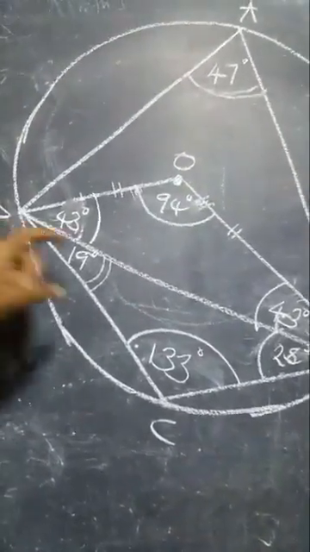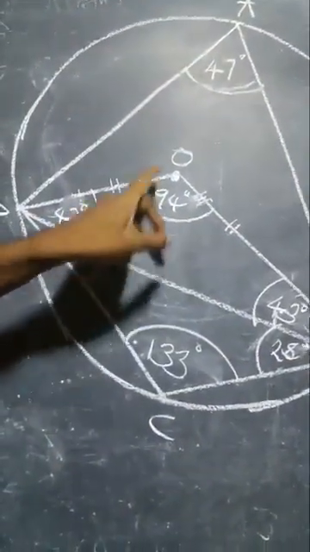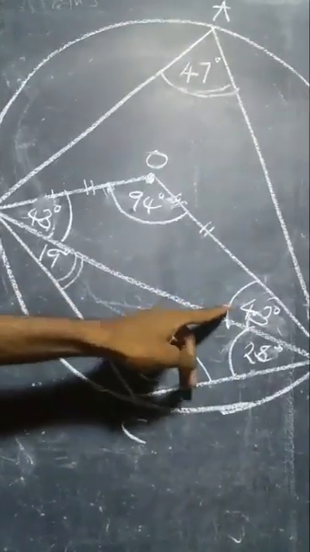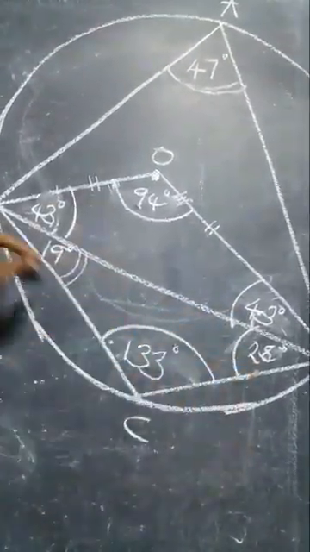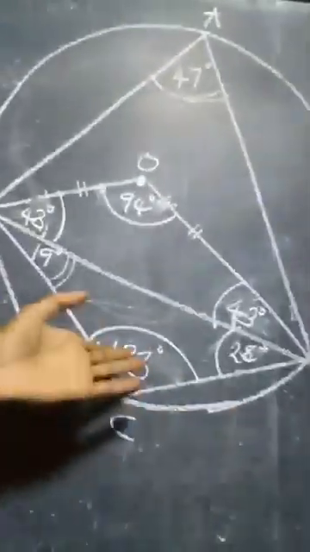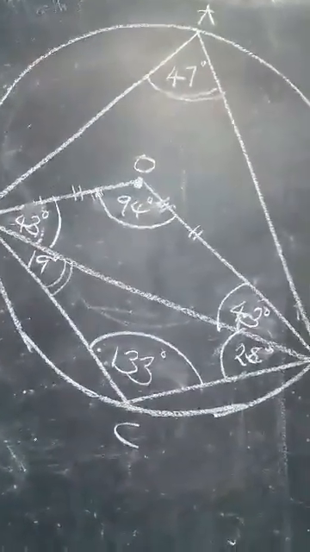So we are finding BOD. BOD, we found it is a 94. We are finding OBD. OBD is a 43. We are finding BDC. BDC, it's a 19. So we've already found some of these: 133, 43, and the likes.